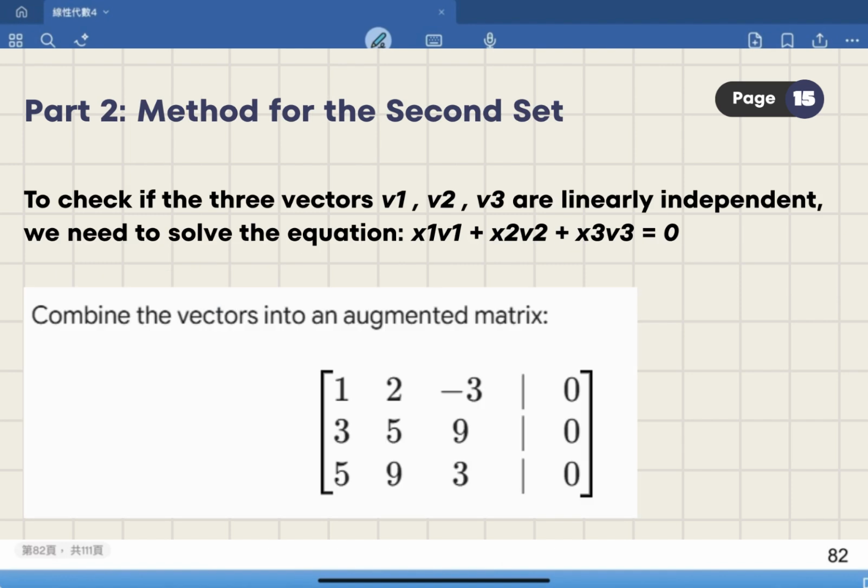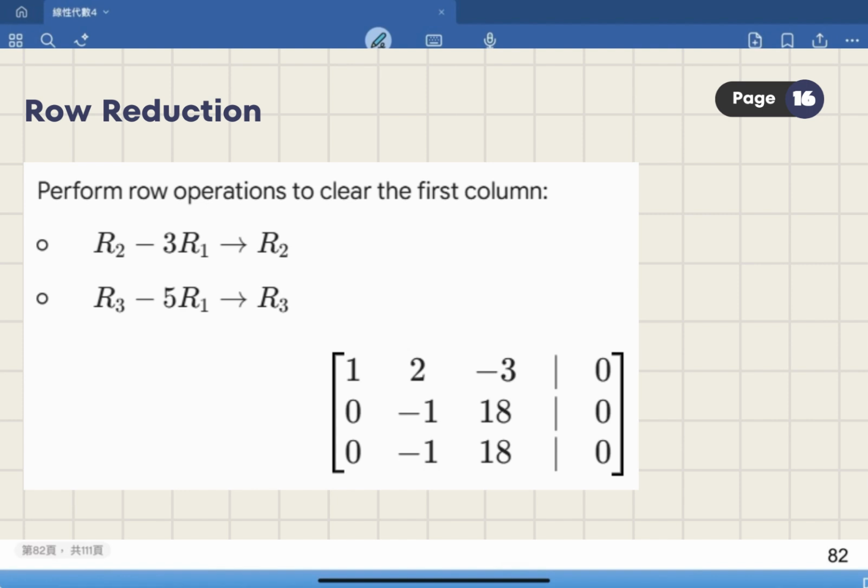And given V1, V2, and V3, create a matrix with these vectors as columns. A equals 1, 3, 5, 2, 5, 9, and minus 3, 9, 3. So row reduce. Row 2 equals row 2 minus 3 row 1. Row 3 equals row 3 minus 5 row 1. So row 1 is 1, 2, and minus 3.